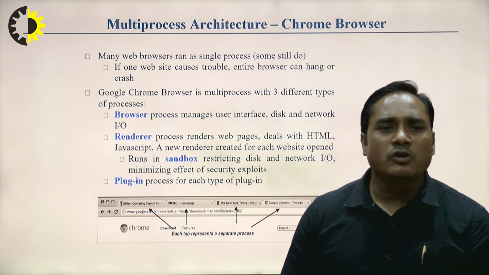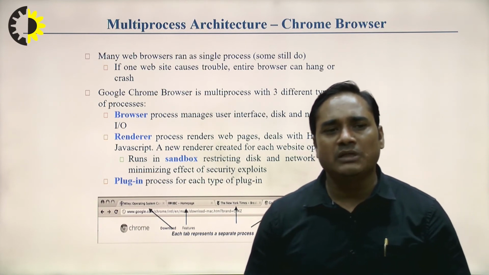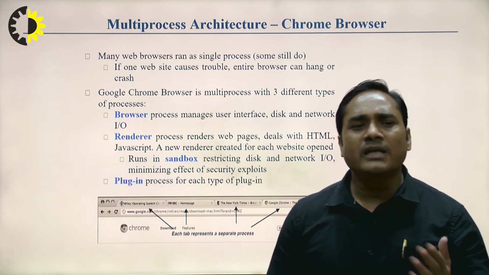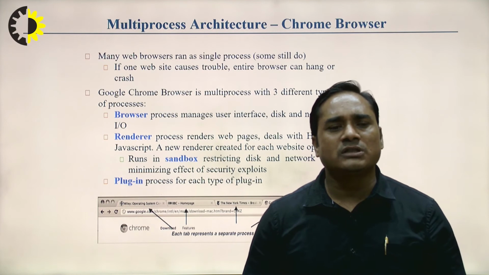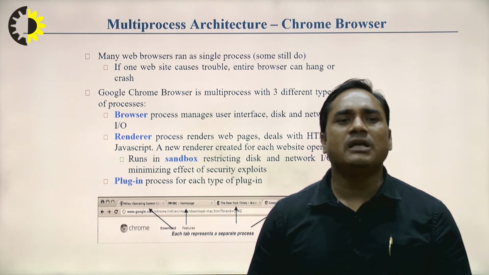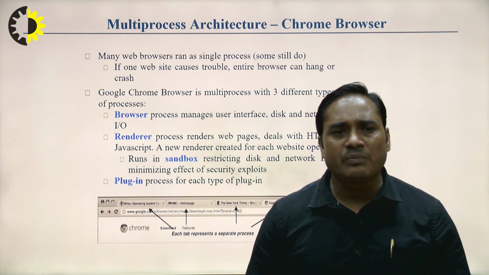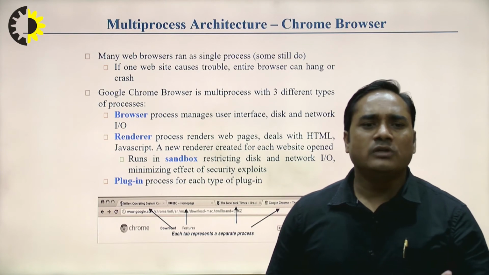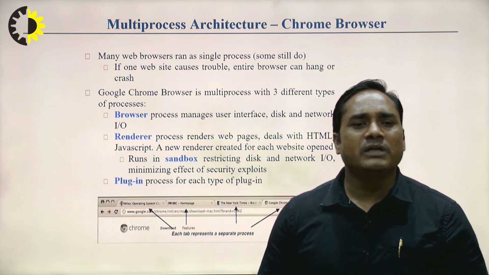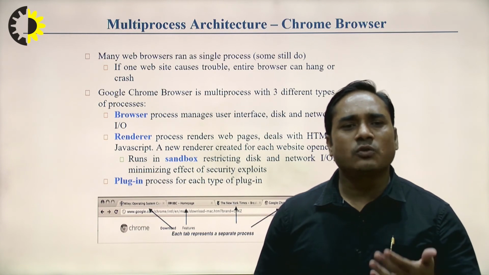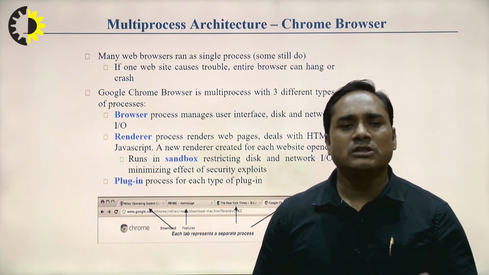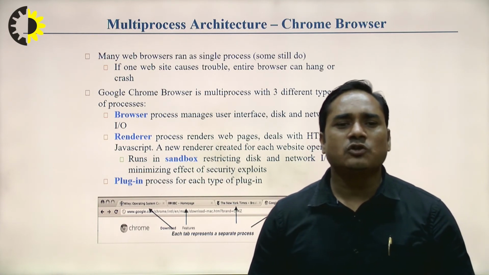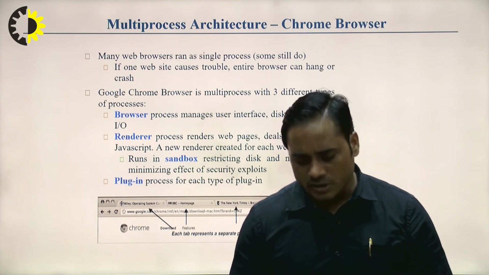The renderer process renders pages and deals with HTML and JavaScript; a new renderer is created for each website opened. So the renderer is another process which deals with different pages like HTML pages, JavaScript and all. Here you can see the diagram, how the different processes are running, and if the browser stops working or is facing any errors, definitely all running programs or processes automatically stop working due to the stop of the browser.